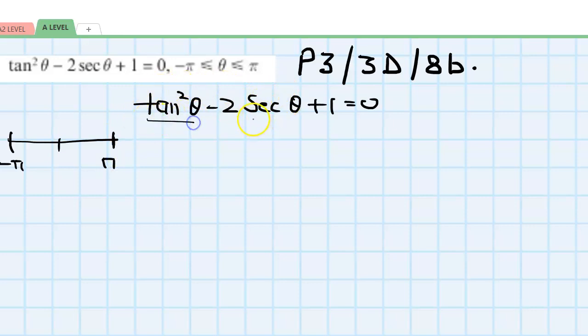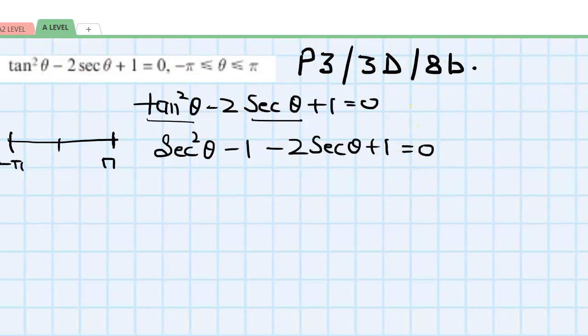This one is tan theta and this is sec theta. It is easy to convert tan into sec. So we know that 1 plus tan square theta is equal to sec square theta. So tan square theta is equal to sec square theta minus 1. Then minus 2 sec theta plus 1 is equal to 0. This is plus 1 and this is minus 1. Both cancel. So what we are having is sec square theta minus 2 sec theta.